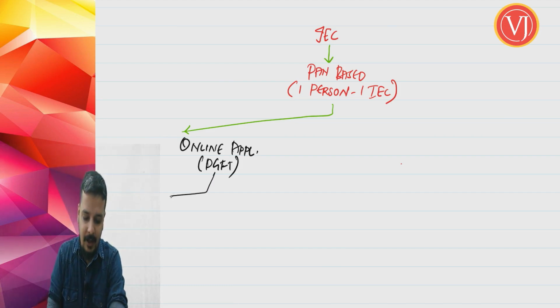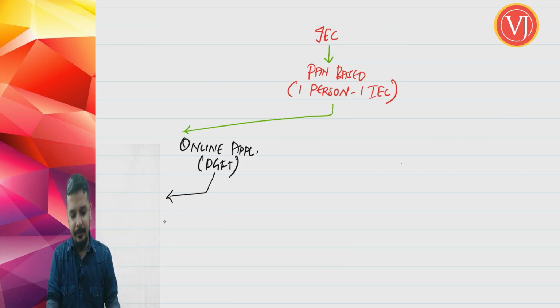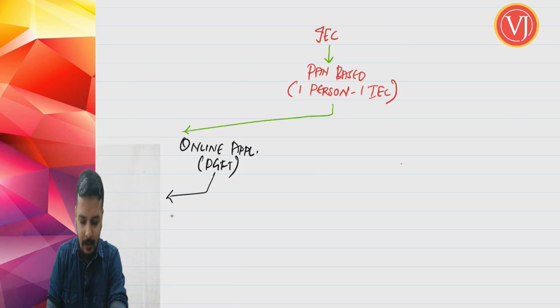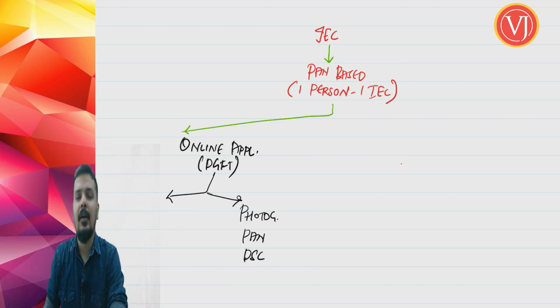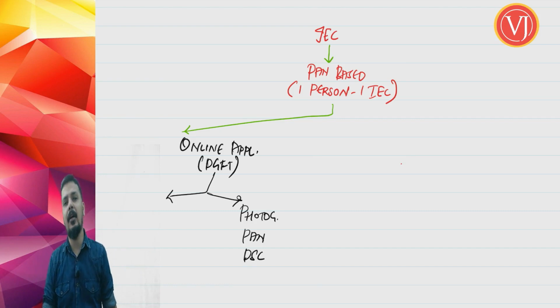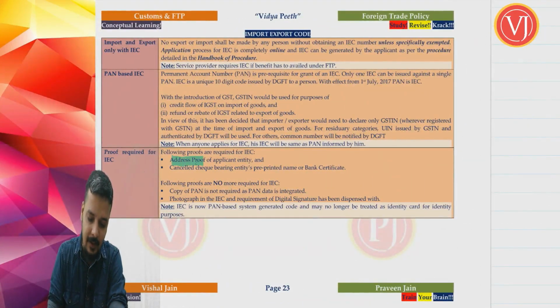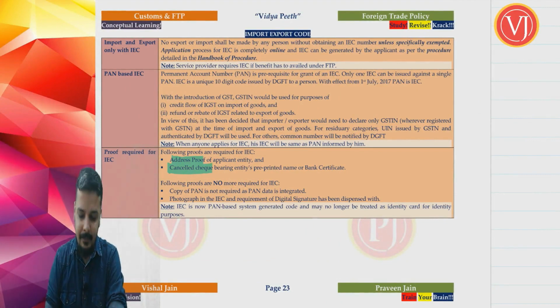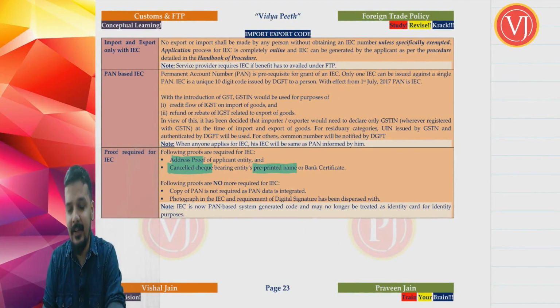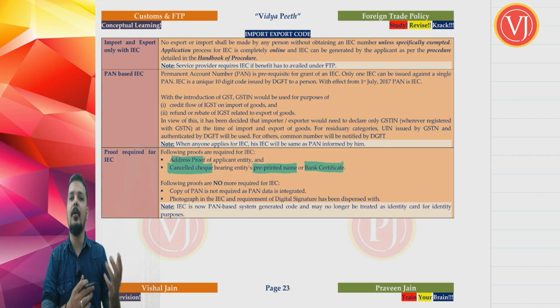And what is the documentation that you have to submit at the time of making the online application? Earlier there was a requirement of giving your photograph, a copy of your PAN number, and a digital signature certificate. Now friends, they have said that all these things are not required. What they require is the address certificate and, more importantly, a cancelled cheque. So now they require only the address proof and the cancelled cheque bearing the pre-printed name of the assessee, or the bank certificate if there is no cancelled cheque, if the bank account is yet to be opened.